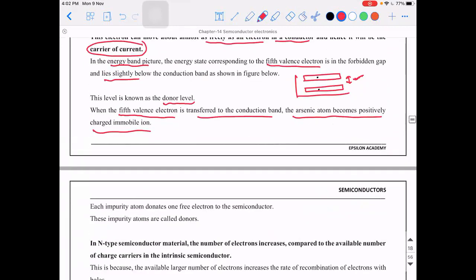So each impurity atom donates 1 free electron to the semiconductor. These impurity atoms are called donors because something which is able to give electrons is called a donor. Something which is able to accept is called an acceptor.